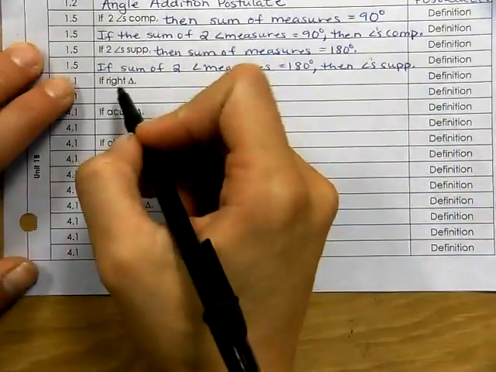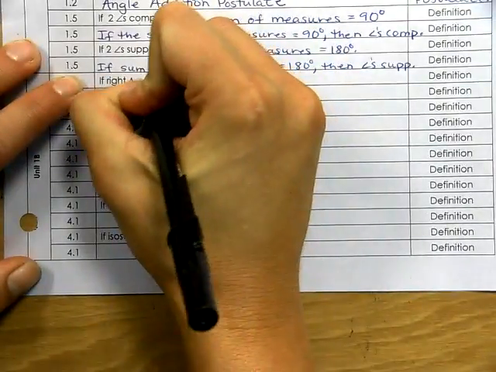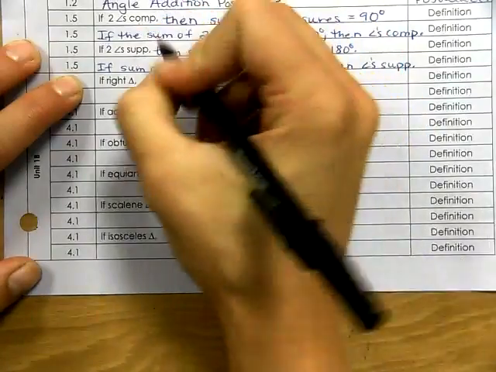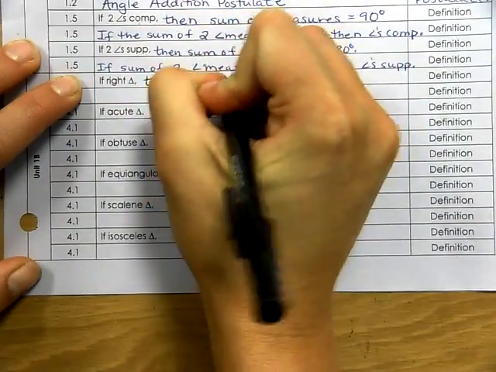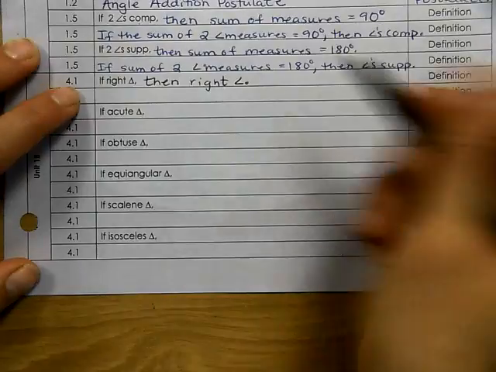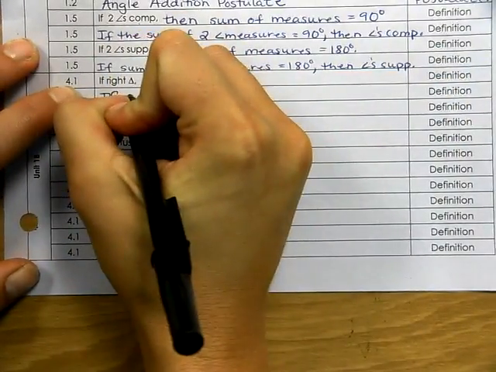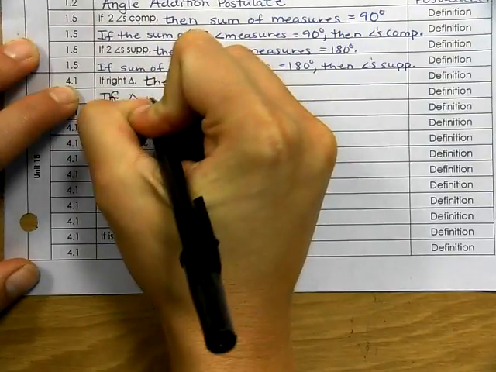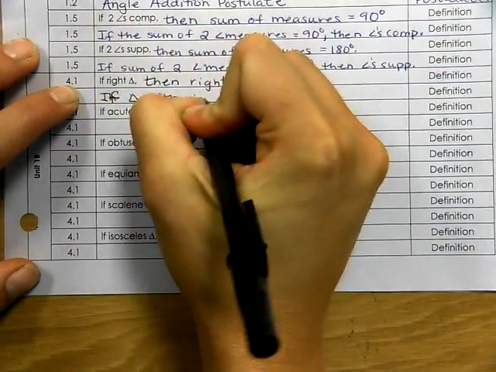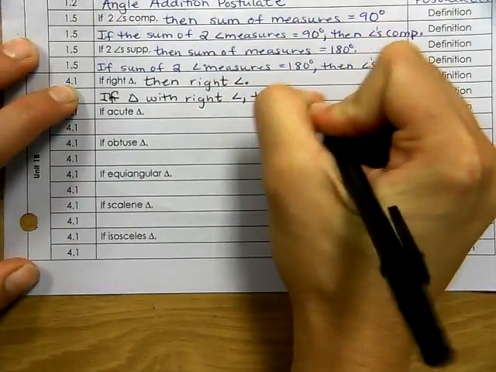So in geometry, the definition for a right triangle is: if we have a right triangle, then that triangle has a right angle, and we can abbreviate it with "if right triangle, then right angle." So if there's a triangle with one right angle, then it's a right triangle. The converse is also true. So, if triangle with right angle, then right triangle.